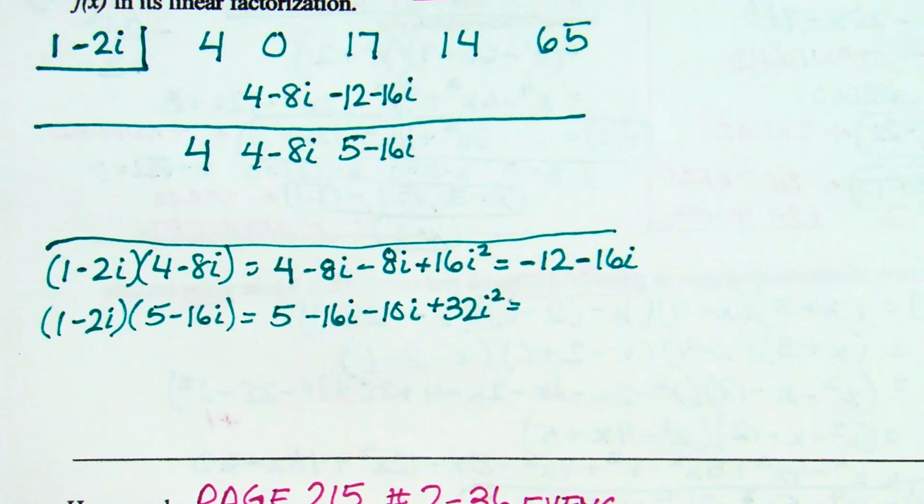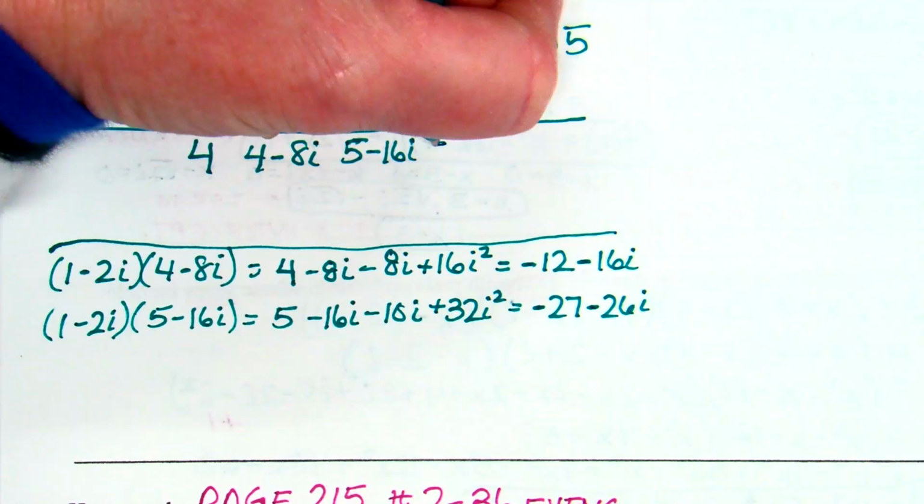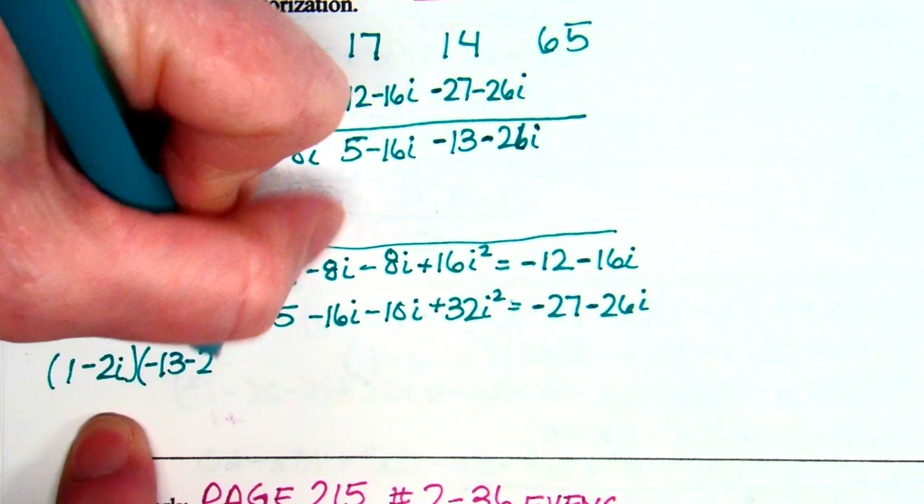And now we have to FOIL one last time. 1 minus 2i times negative 13 minus 26i. 1 times negative 13, negative 13, minus 26i, plus 26i, plus 52i squared. What do you notice about the middle terms this time?